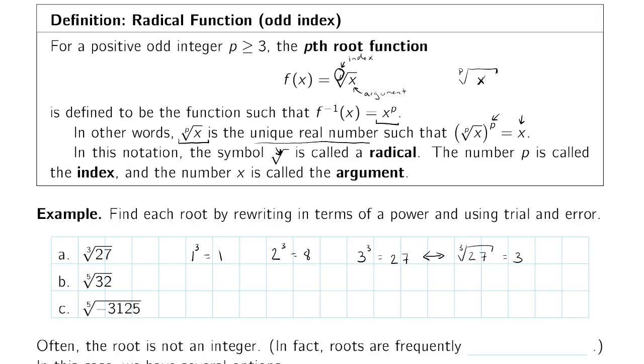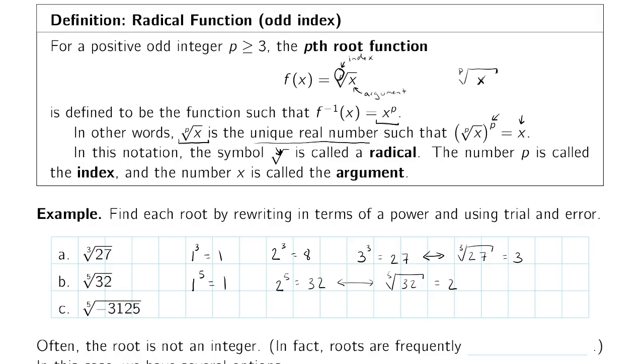Let's take the fifth root of 32. 1 to the fifth power, that's 1. 2 to the fifth power, that's 32 already. So that means the same thing as to say the fifth root of 32 is 2.